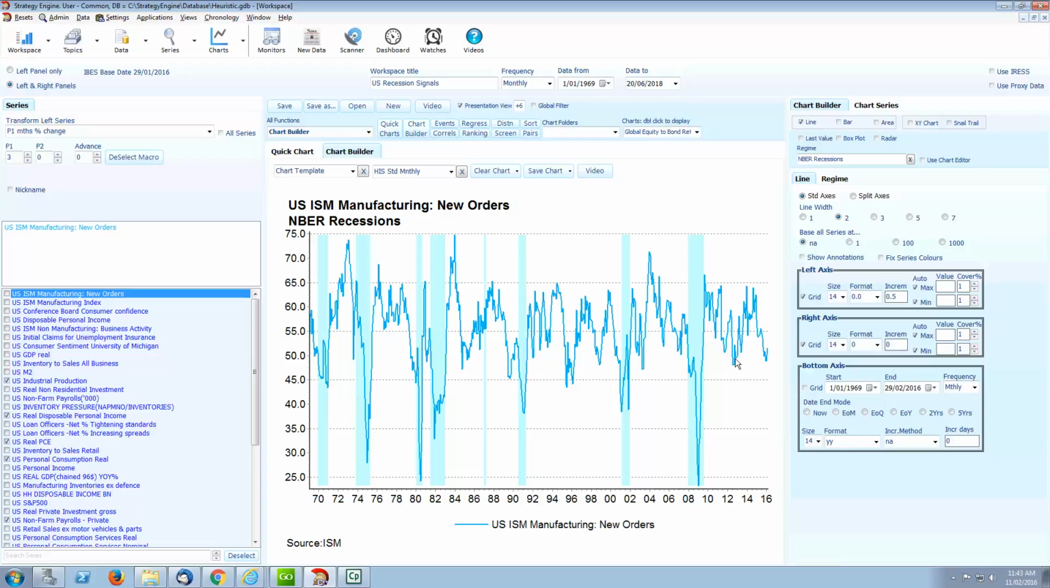Back in 2012-13, we saw that downturn. Likewise, there in the mid 90s. That was around the bond market period. So we have seen a number of instances of the ISM new orders at these current levels.